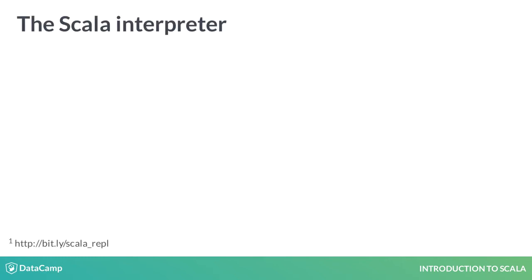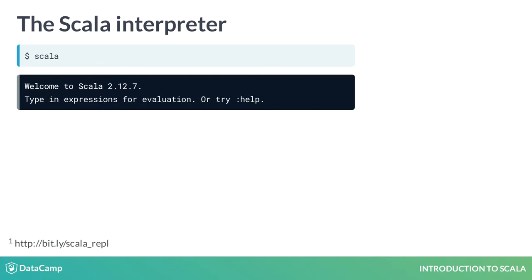Now let's write some Scala code. The Scala interpreter is a perfect place to start. First, you need a working Scala installation, which is a step taken care of for you on DataCamp. You start the Scala interpreter by typing Scala at a command prompt. Scala then prompts you to write Scala code, signified by the word Scala followed by the greater than symbol.